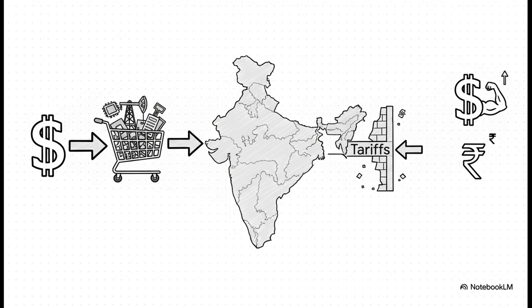And here's how that actually plays out. To buy essential imports like crude oil or the latest technology, India has to pay in US dollars. But at the same time, if its own exports are facing hurdles, like say US tariffs, it's earning fewer dollars. So you've got more dollars leaving the country than coming in. Basic supply and demand, right? That high demand for dollars makes the rupee weaker.